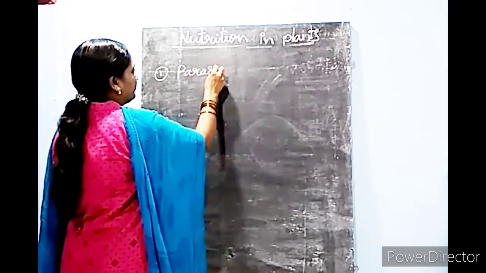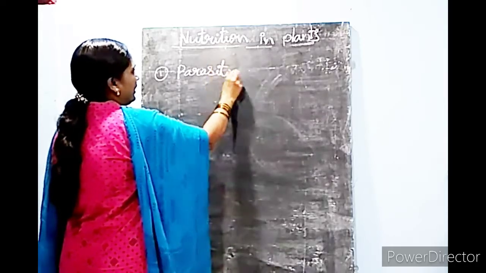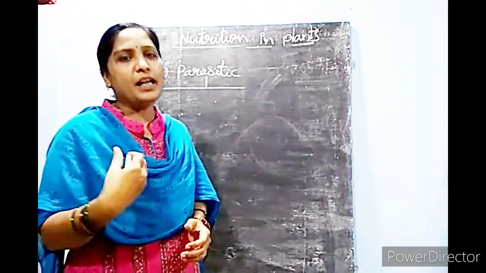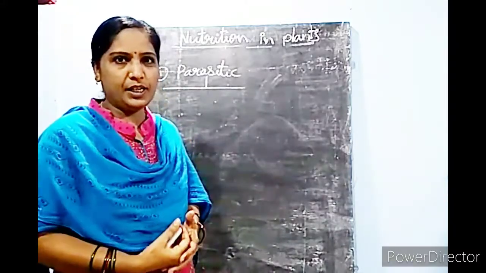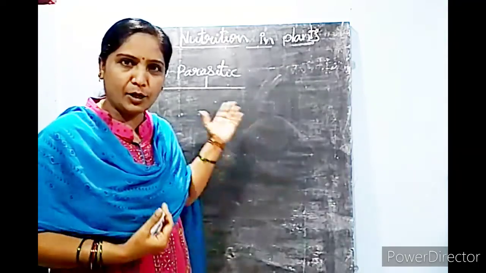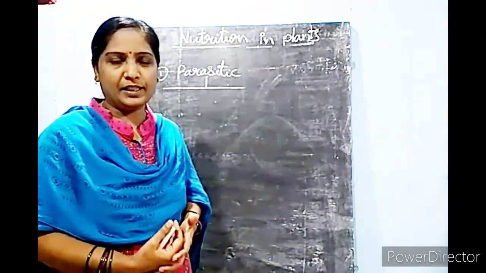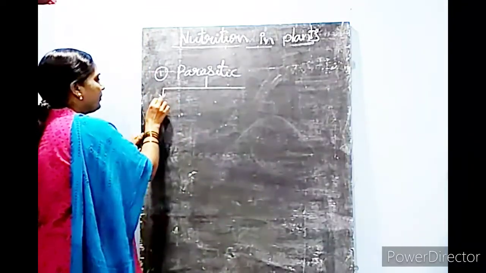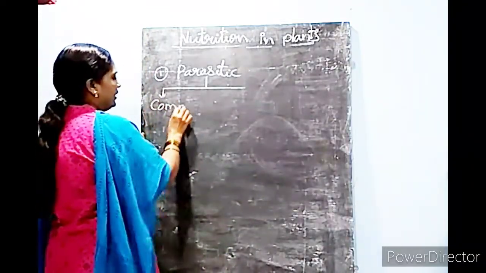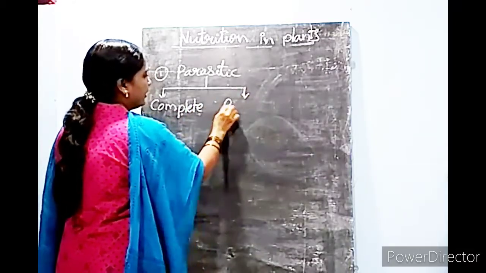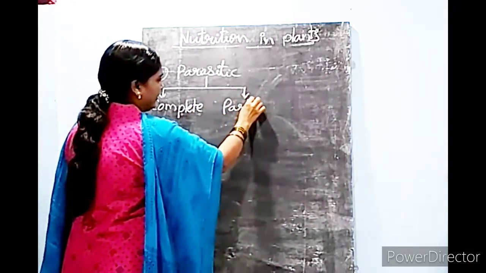Parasitic plants. Parasites means those which depend on other plants for their nutrients, for their nutrition purpose. When they depend on other plants, they are known as parasitic plants. So they are of two types again. One is complete parasites. The other one is partial parasites.